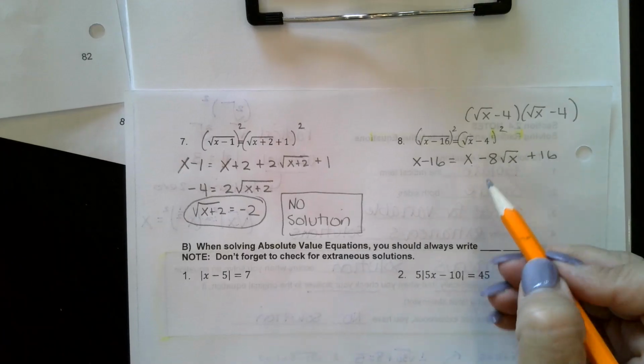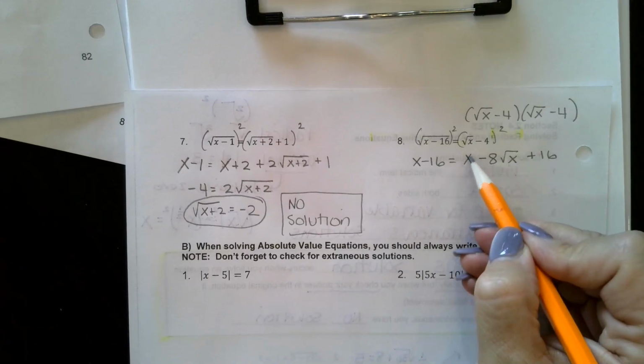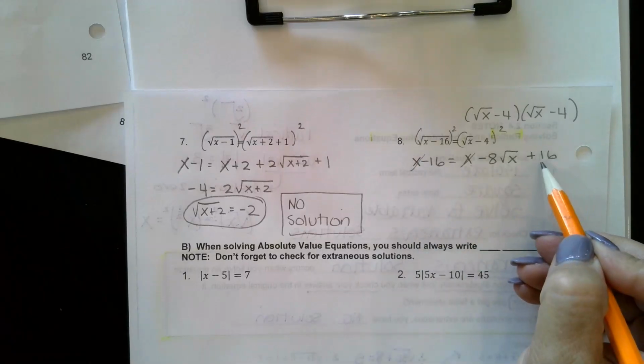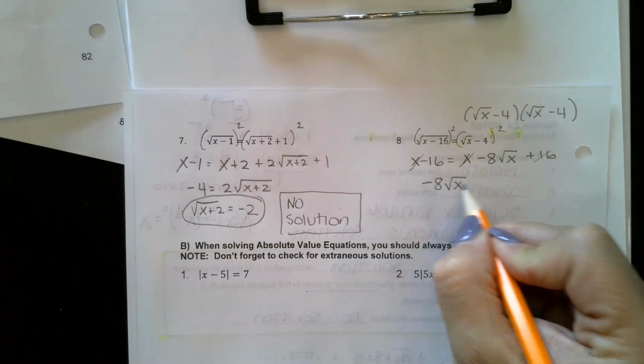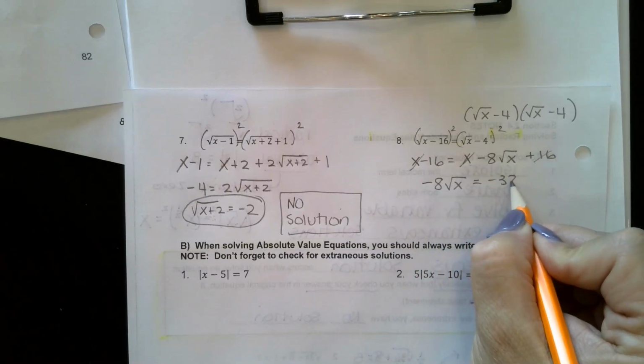Okay? So now x goes away with the x. The negative 16 moves over. So I'm going to rewrite this. Negative 8 square root of x equals negative 32.